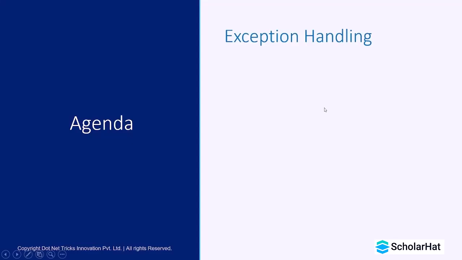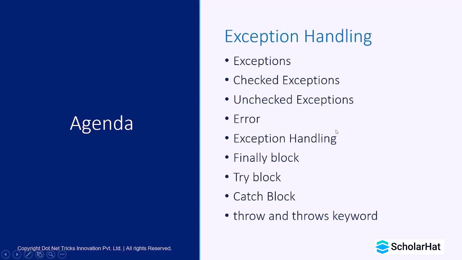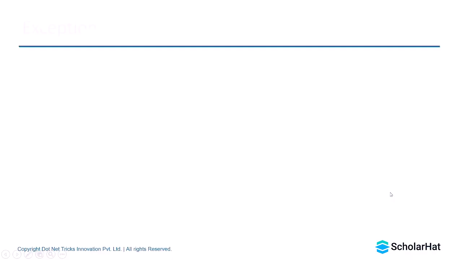Now we're going to see the next topic, that is exception handling. You're going to learn about all types of exceptions that can come at runtime, meaning errors coming in the runtime. In here we're going to talk about the finally block, try block, catch block, and throw keywords. All these things we're going to talk about.